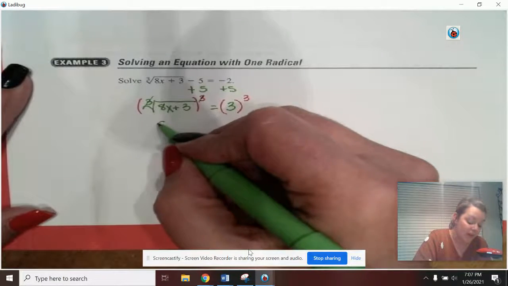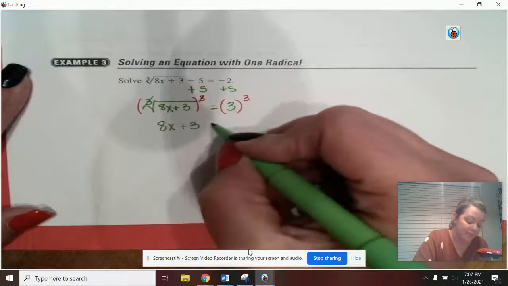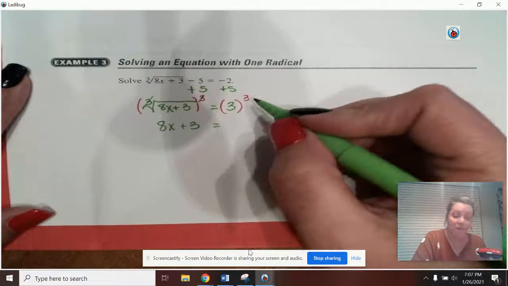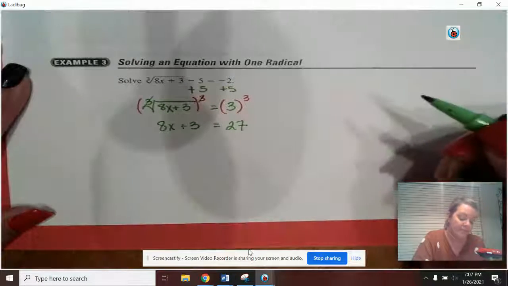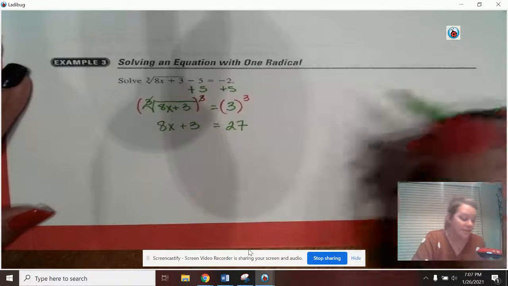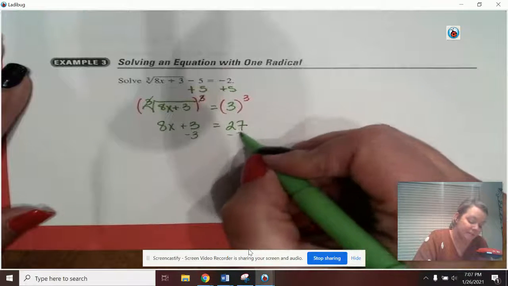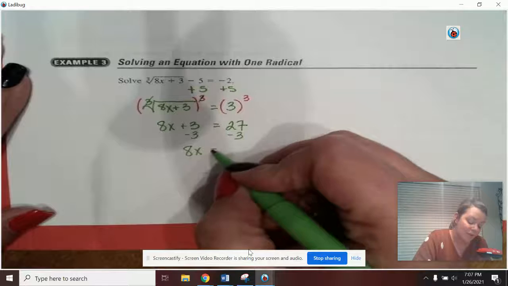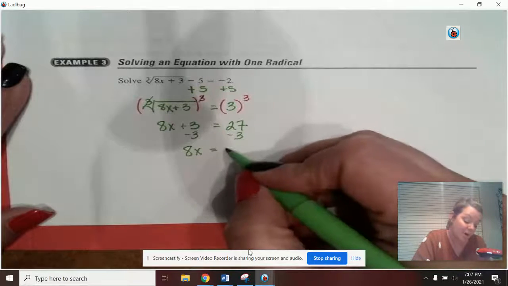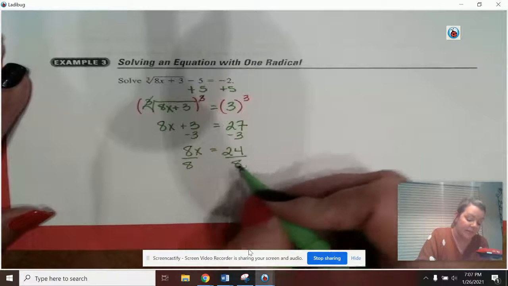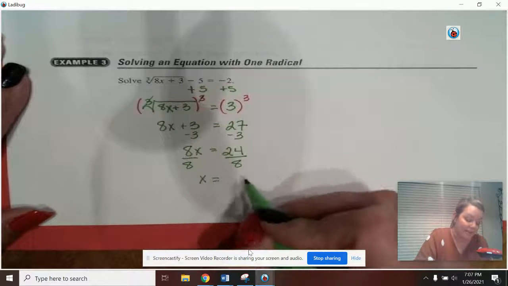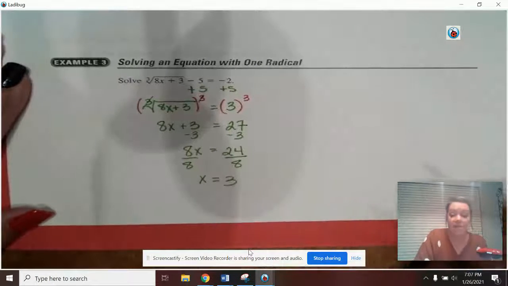So on the left, I'm left with 8x plus 3. And over here, I have 3 to the third. 3 times 3 is 9, times 3 is 27. And now we just get to solve for x. So subtract 3 from both sides. 8x equals 27 minus 3 is 24. And divide both sides by 8. 24 divided by 8 is 3. Okay, so I think my answer is 3.